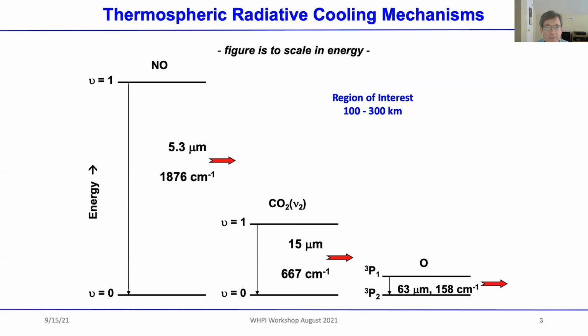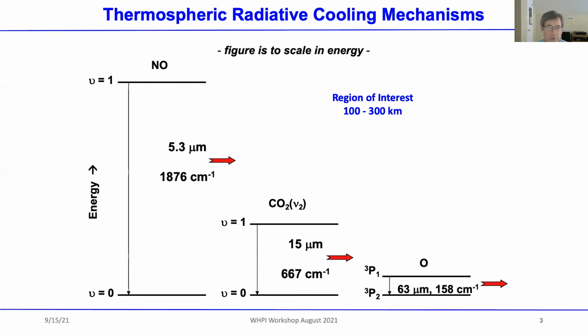So just to begin with some very basic concepts of thermospheric radiative cooling. This is the infrared energy that the thermosphere radiates back to space to reduce the kinetic temperature of the thermosphere. And there are three main mechanisms in this region of interest, which I'll call 100 to 300 kilometers altitude. You have nitric oxide at 5.3 microns, you have CO2 at 15 microns, and then the fine structure lines of atomic oxygen out at 63 microns. And the most temperature sensitive of all is the nitric oxide, because the energy level is so large, it's just very temperature sensitive.